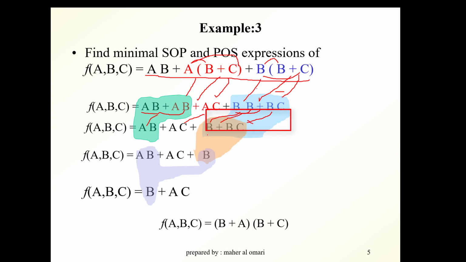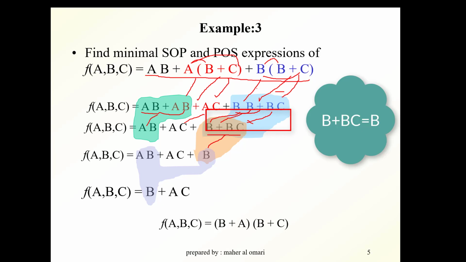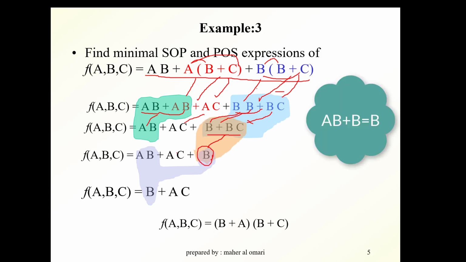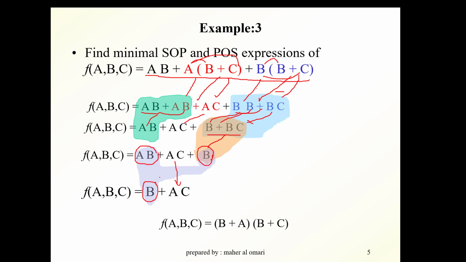These two terms here are equal to B. B OR BC, take the B out, so you're left with B ANDed with 1 ORed with C, which is 1. So this is equal to B. Now, if we take these two terms, this one and this one together, we will get AB. And this stays here, the same. So this is the function minimized in sum of product.